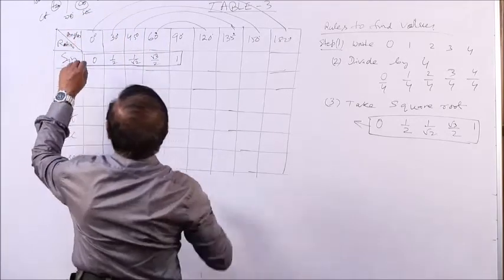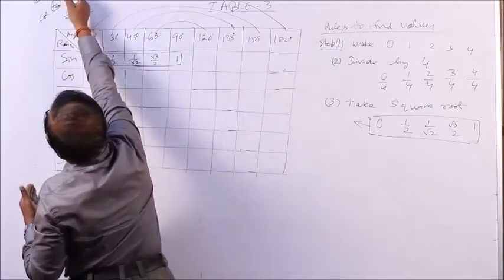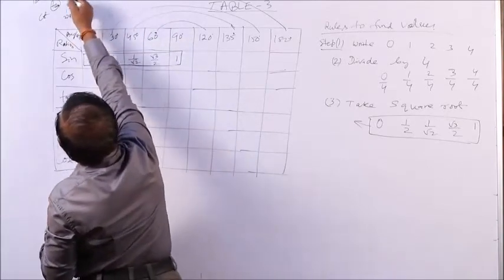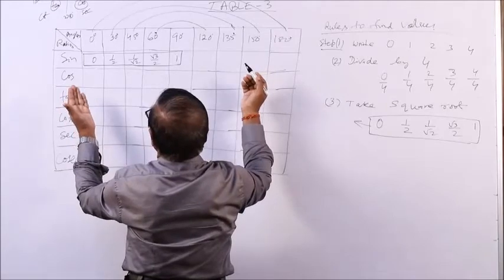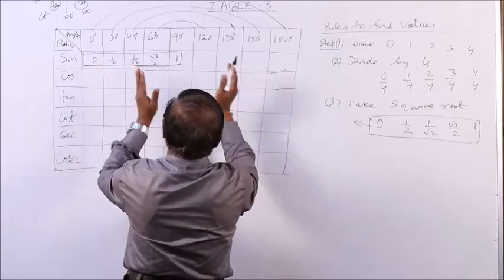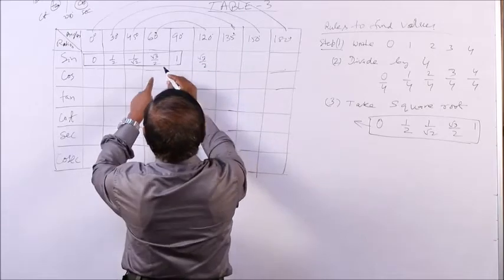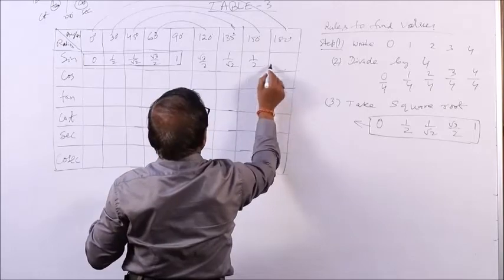So what we have seen here from 0 to 180 degrees, this is sine. All six are covered, and sine covers this much. So it carries the positive sign, and you just reverse the order: root 3 by 2, 1 by root 2, half, 0.